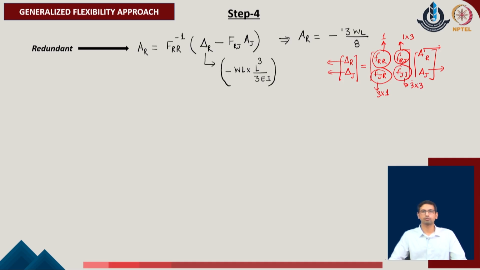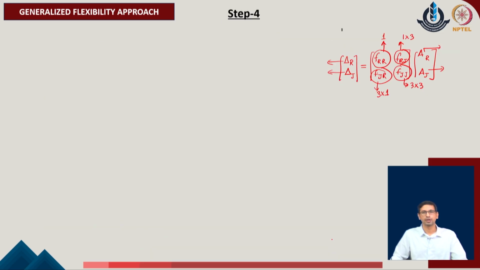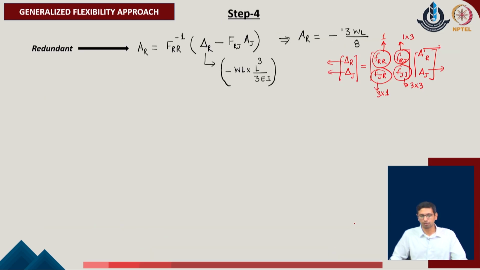So the overall F of S which has been evaluated can be broken into these sub-matrices, which will give us the individual values. We can describe it in this manner: this is F of RR, this is F of RJ, this is F of JR, and this overall 3 cross 3 matrix is F of JJ in the given problem. Once we have all these values available, we can simplify the equations for the unknown parameters of the given system.